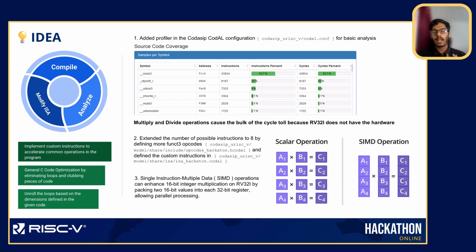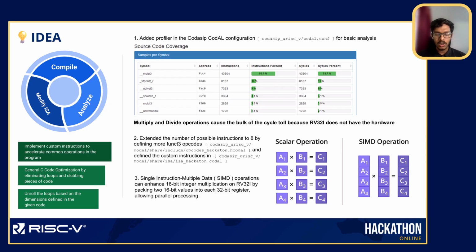Second thing is we are trying to add custom instructions here. In an example given by Codasip, we only have 5. So to make use of the whole func3 space, we are going to extend it to 8 by using the configuration given in the model files that they have given.